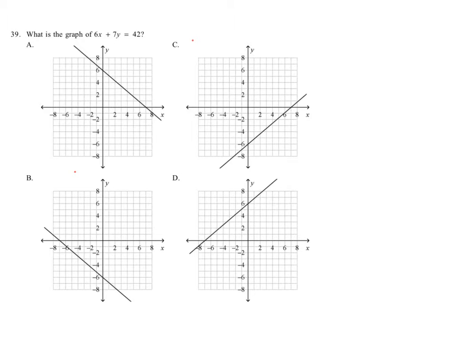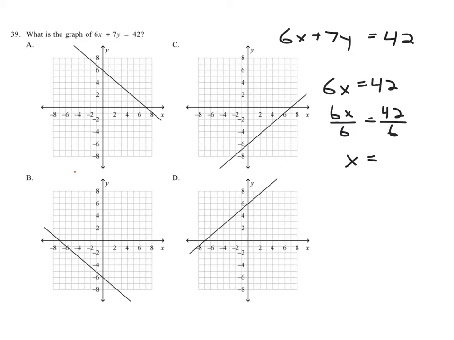Okay, number 39. This is written in standard form, and I showed you this today, if you're in my class, which is to take your equation and write it in simplified form. If you have the equation 6x plus 7y equals 42, then to find the place where the line crosses the x-axis, anything that's on the x-axis has a y value of 0. So if we put in 0 for y, 7 times 0 is 0, and that goes away, giving us a simplified equation of 6x equals 42, which when we divide both sides by 6, we get x equals 7. So the line crosses the x-axis at 7.